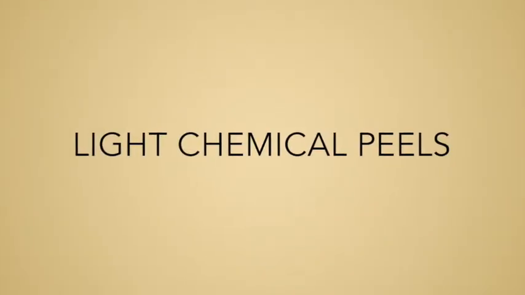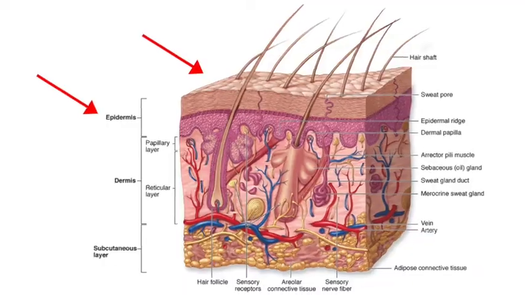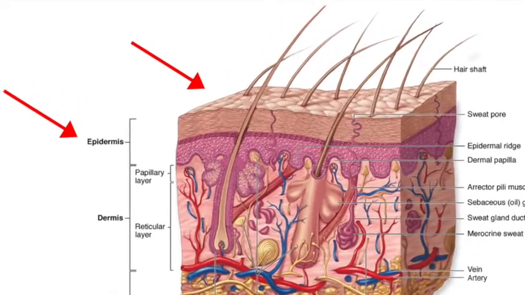A light chemical peel, such as a glycolic peel, is one that essentially removes the epidermal layer of the skin. The epidermis is the outermost layer of the skin. It's mostly comprised of dead cells. So a glycolic peel removes those dead cells from the surface of the skin.